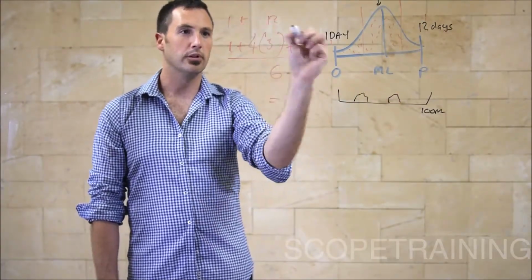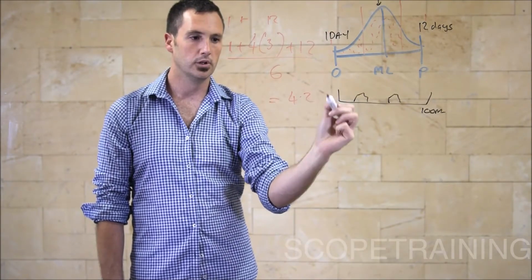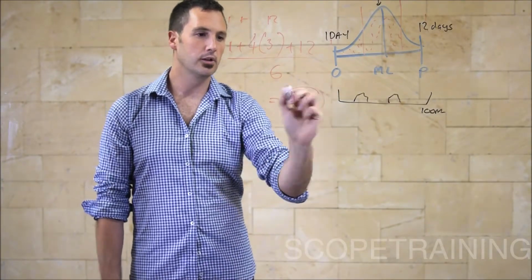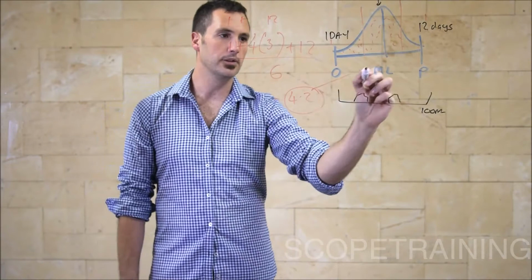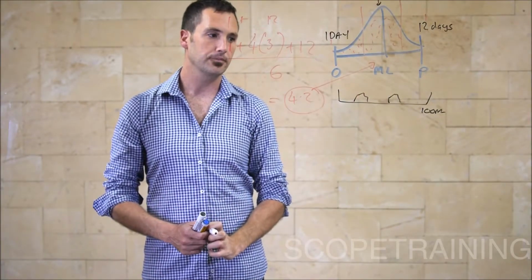Quickly, this is 12 plus 1, so that's 25. 25 over 6, 4.2. 4.16666 for the super nerds. So I'm going to say 4.2 days is going to be my most likely. And that's what I'm going to use in my estimate.